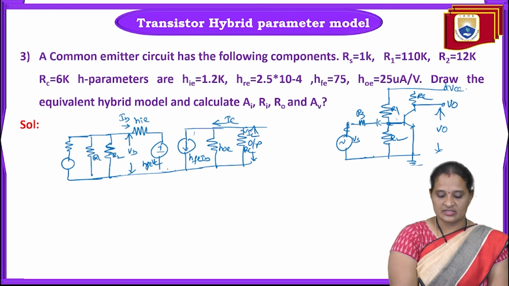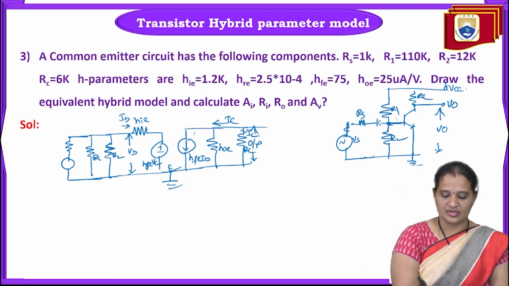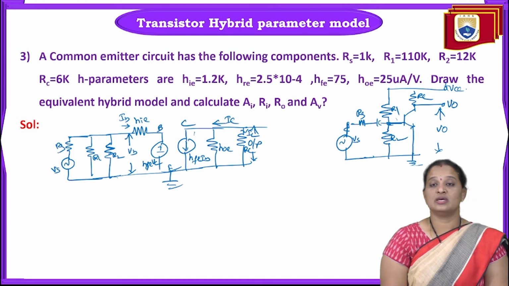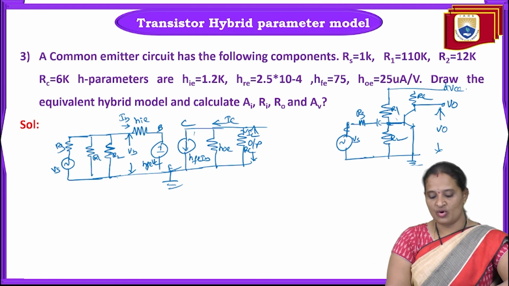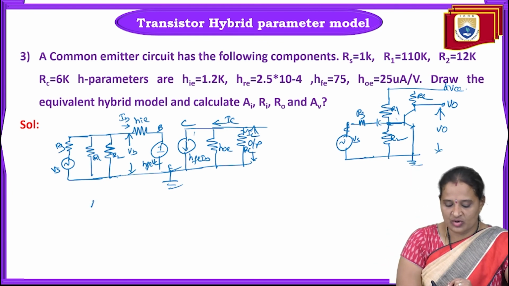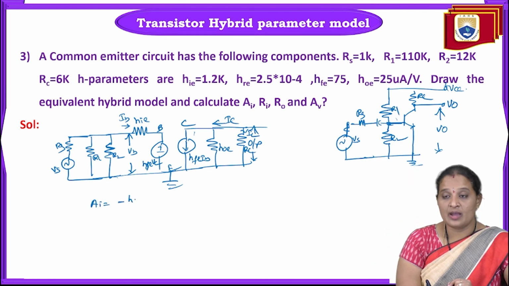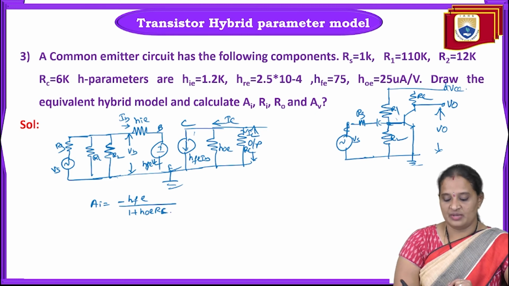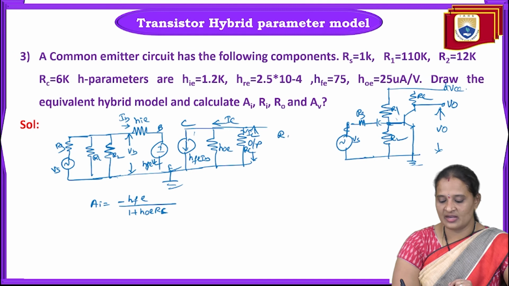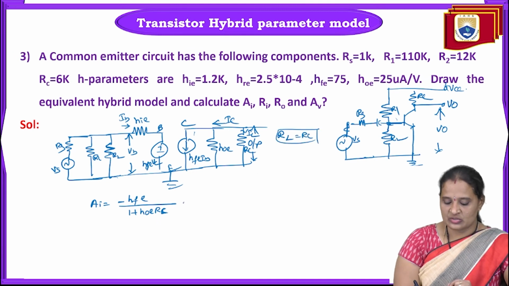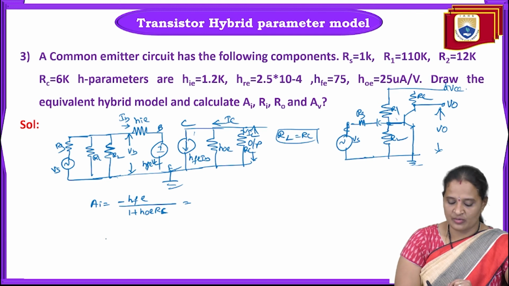So this is the equivalent circuit of the transistor. This is emitter, base, collector. This is VS, RS. This is the equivalent circuit. And we already know the formulas. What are they? AI is equal to minus HFE by 1 plus HOE into RL. In place of RL, we have to use RC, because we don't have RL given, right? So RL is equal to RC we have to take. So just substitute all the values and find this out.